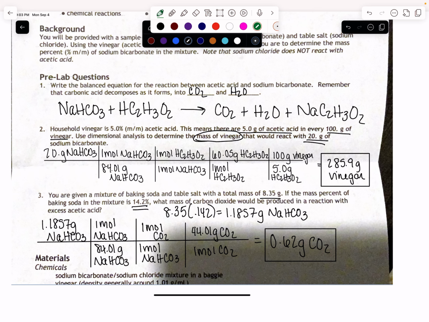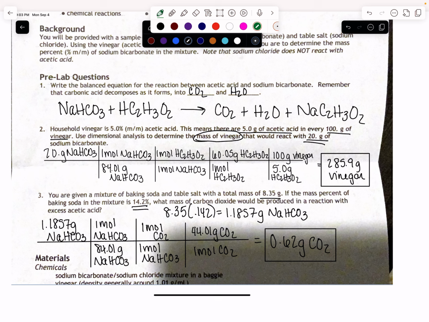So the first pre-lab question says to write the balanced equation for the reaction between the acetic acid and sodium bicarbonate. And it says, remember that carbonic acid decomposes as it forms into CO2 and H2O. That's something that you should know from hopefully your CAP chemistry year when you did synthesis and decomposition work. So this is the balanced chemical equation.